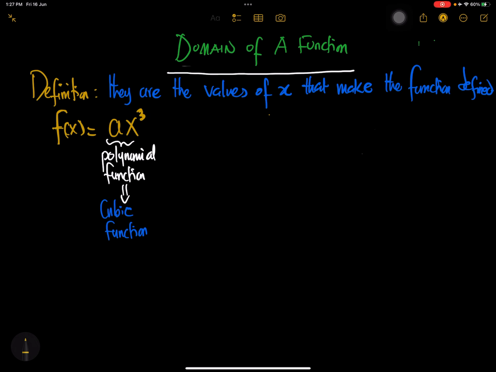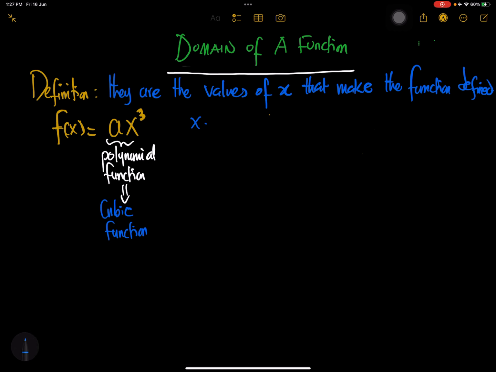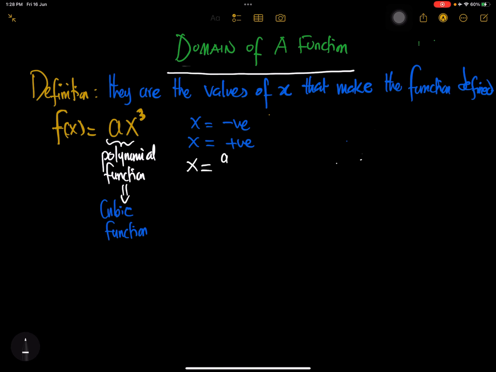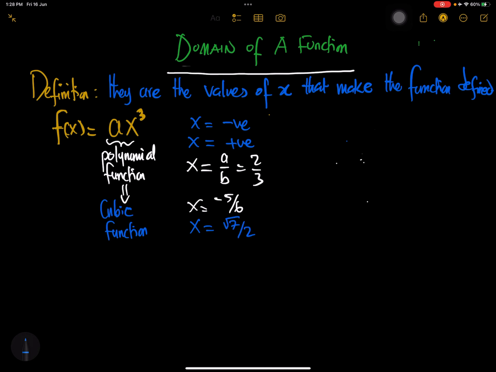Now, the domain for this function, we can see, is all numbers. This particular function can take on any value at all. The x in there can be a negative number, or x can be a positive number. It doesn't matter. Or x can even be a rational number. x can be a fraction. It could be 2 over 3. Or x could be negative 5 over 6. It could even be an irrational number where x could be square root of 7 over 2. It could be anything.